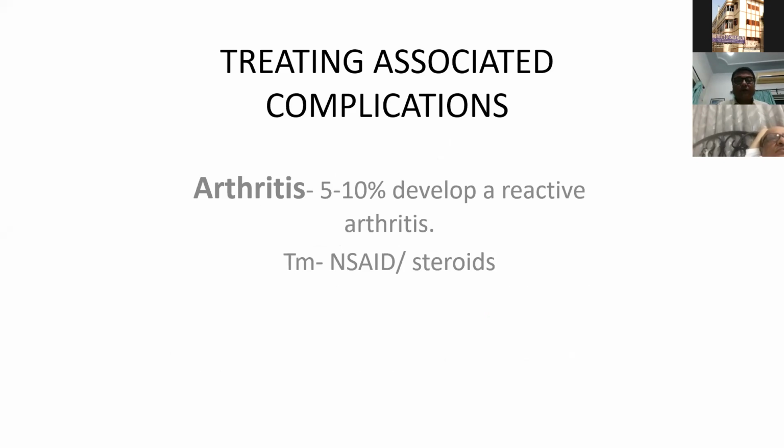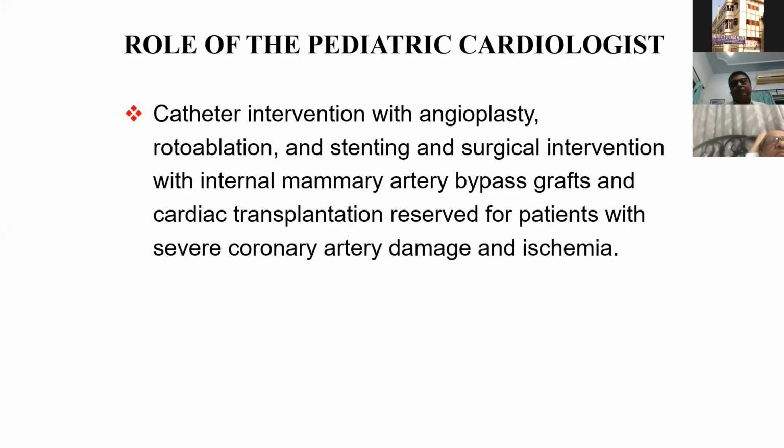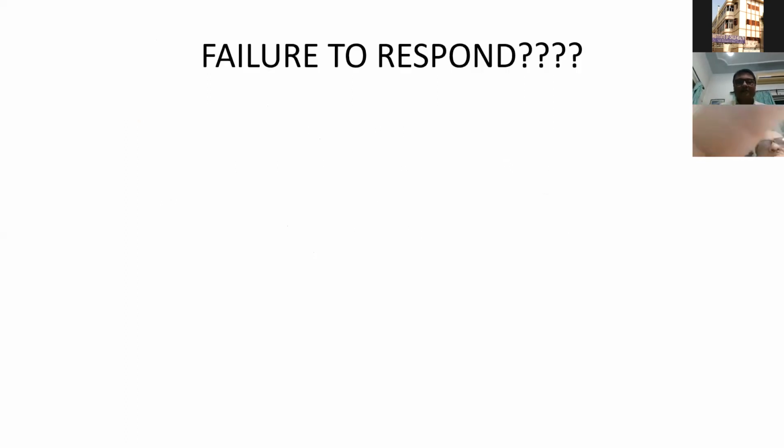Arthritis: 5 to 10% of patients can have associated arthritis, a reactive arthritis subsequently, and you can just give a short course of NSAID and steroid. Role of the pediatric cardiologist: acute Kawasaki disease is a domain of pediatricians and pediatric rheumatologists. The pediatric cardiologist comes in cases of complications. Definitely for the echocardiography, we need a pediatric cardiologist, because they are the ones who can really look at the coronary arteries. If someone requires a cardiac catheter intervention, angioplasty, stenting, or bypass, these are the roles of the cardiologist.